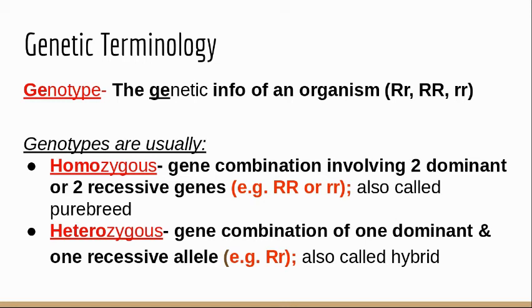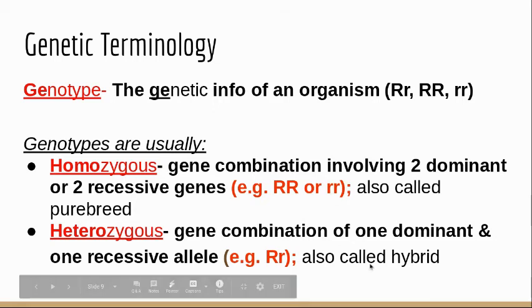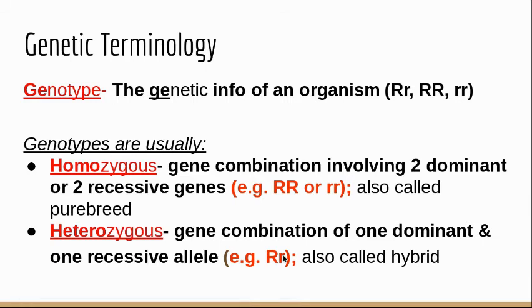Heterozygous means that there is one of each. So you have one dominant and one recessive. So it'll always look like this. One of each. One dominant, one recessive. And these are called hybrids because you're combining different ones together.